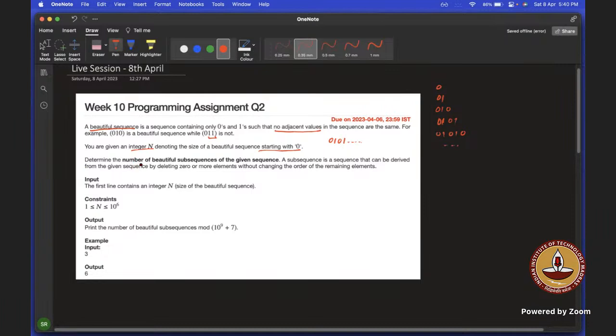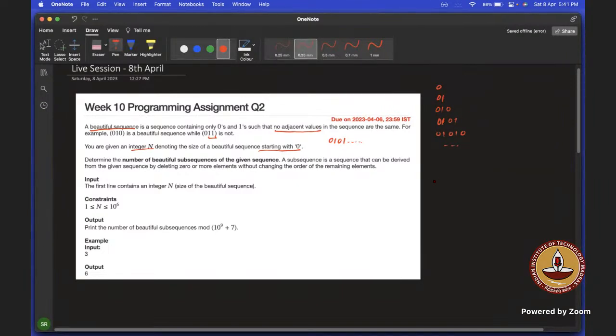Now determine the number of beautiful subsequences of the given sequence. So you don't have to just determine the subsequences, but there's a constraint that the subsequence should also be beautiful. That is, the adjacent values should be different in the sequence. A subsequence is a sequence that can be derived from the given sequence by deleting 0 or more elements without changing the order of the remaining elements.